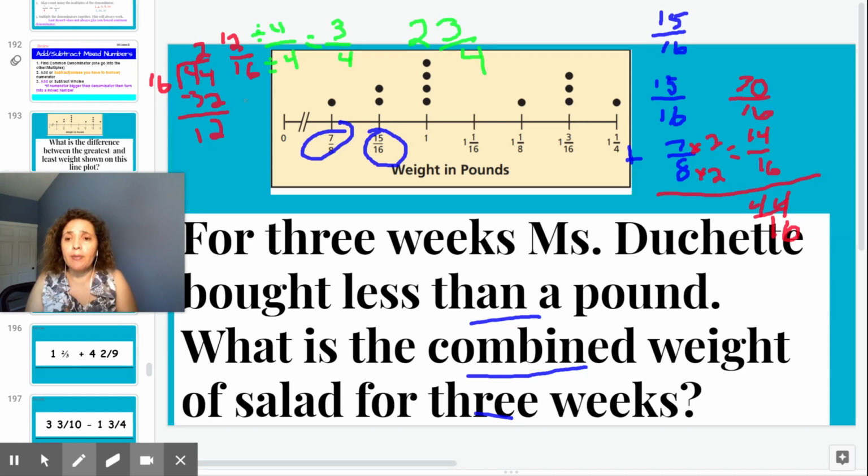So 12 can be divided by 2. Can 16 be divided by 2? Yes. But then I tried 3. Can 12 be divided by 3? Yes. Can 16 be divided by 3? No. So then I tried 4. Can 12 be divided by 4? Yes. Can 16 be divided by 4? Yes. So see, I divided both of them by 4 and I got 3/4. So then my answer would be 2 and 3/4 pounds of salad that Miss Duchette bought.